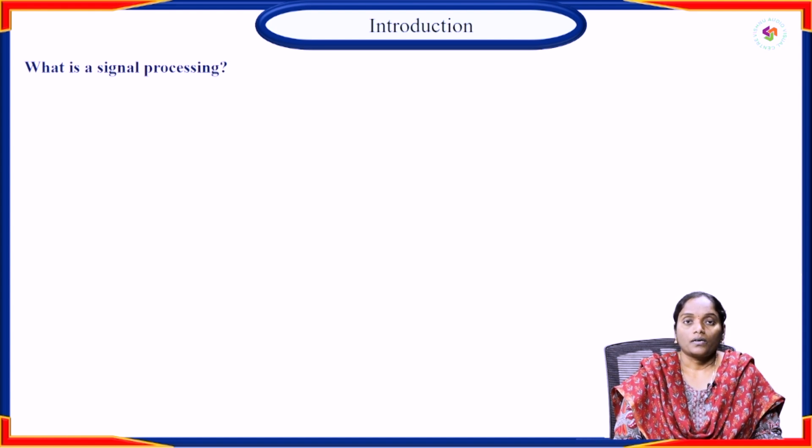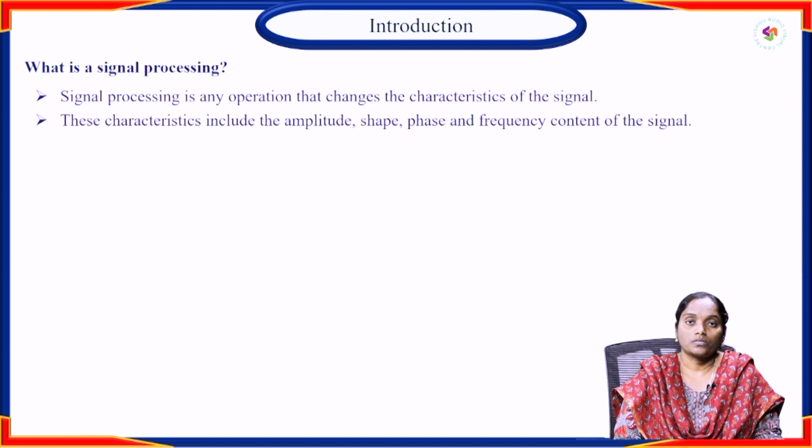Now coming to digital signal processing. Till now we are aware of what a signal is and the various types of signals, like one-dimensional, multi-dimensional and multi-channel signals. Also what a continuous time signal, discrete signal and digital signal are. Now we'll move on to signal processing. Signal processing is any operation that changes the characteristics of the signal. Those characteristics include amplitude, shape, frequency and phase of the signal.